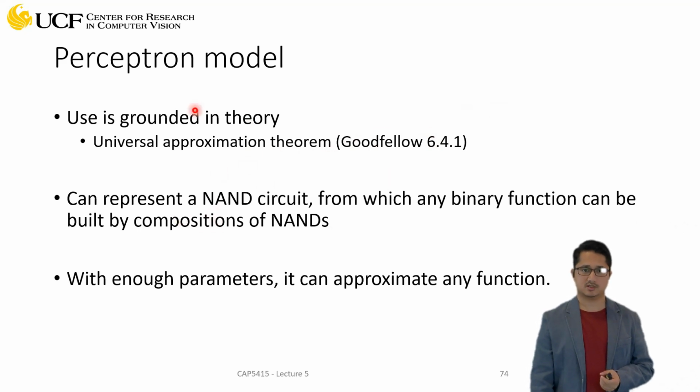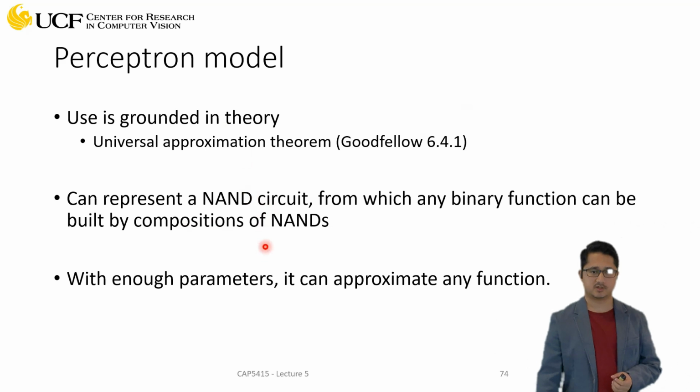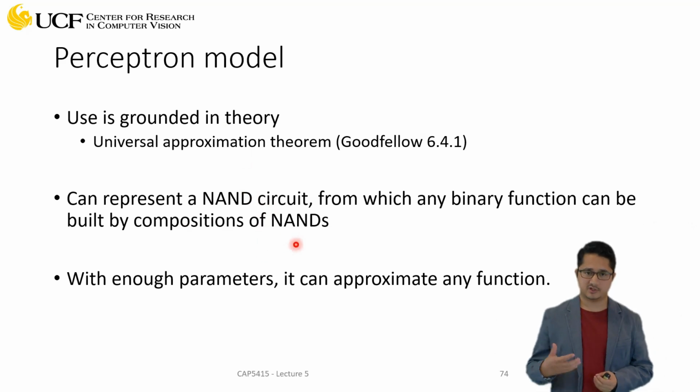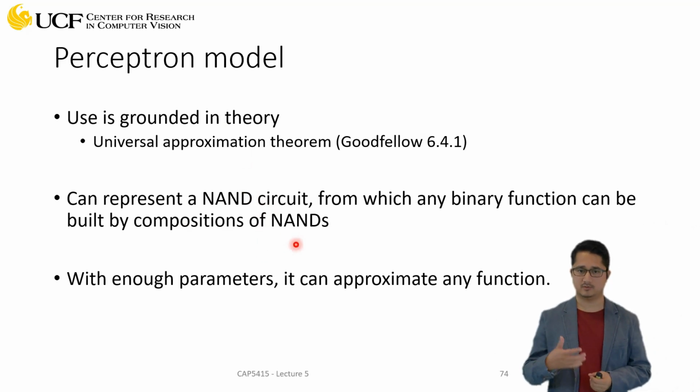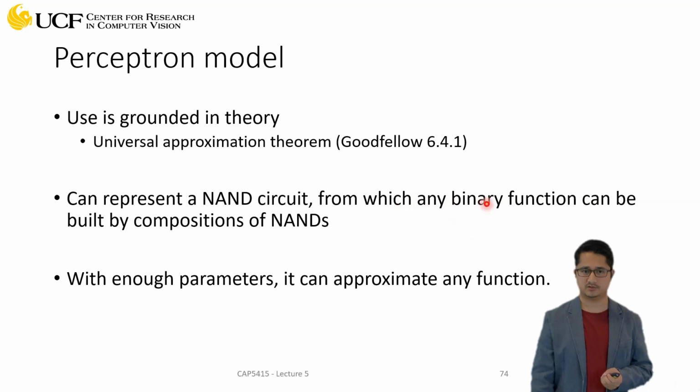The other interesting aspect of the perceptron is that it can actually represent a NAND circuit. If you remember what a NAND circuit is from your electronics courses, you might have seen this. NAND is something you can use to compose any binary function, which means that if you can build a NAND circuit out of a perceptron, then you can build any binary function using your perceptron, which is quite interesting.